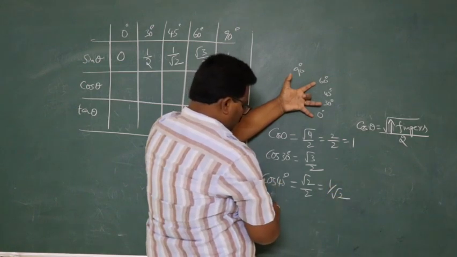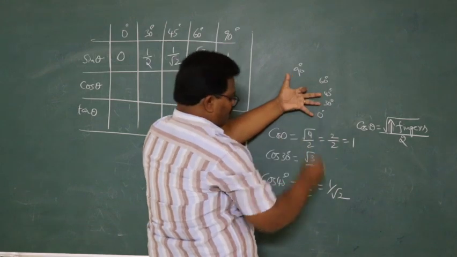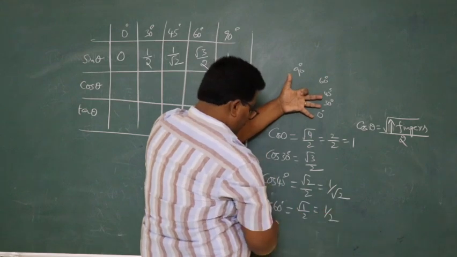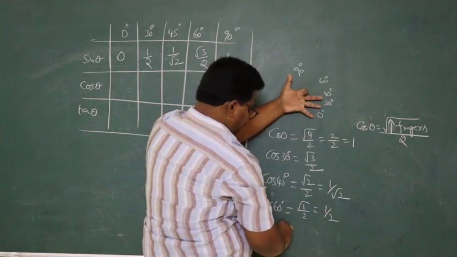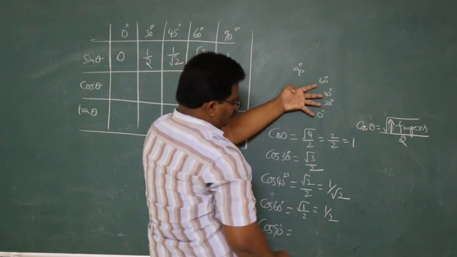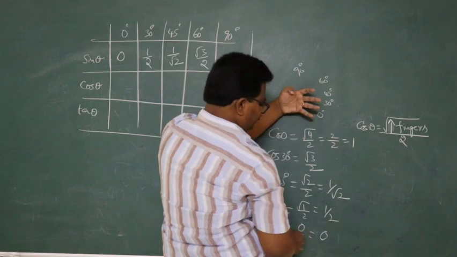Next is cos 60. Above cos 60, how many are there? 1, that is root 1 by 2, that is 1 by 2. The last one, cos 90. If you put it like this, it is 0, 0 by 2, that is 0.